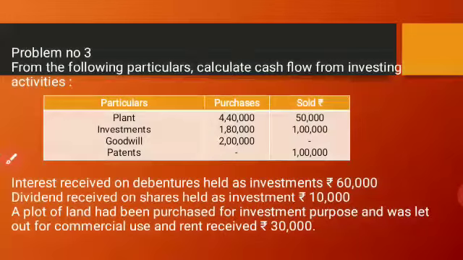Now let us come back to the adjustments. Interest received on debenture held as investments, rupees 60,000. Interest received on debenture. What do you mean by this? The company has invested somewhere in the form of debentures, and for that debenture they have received interest.